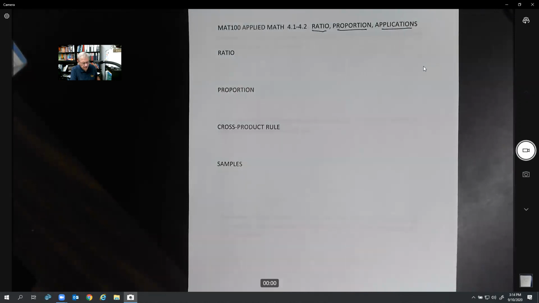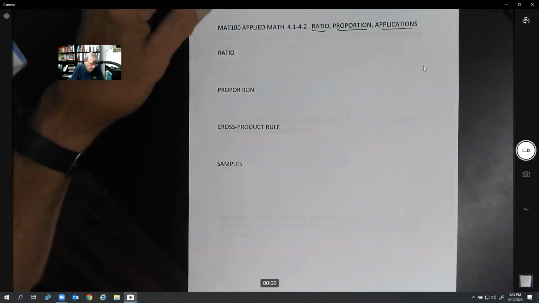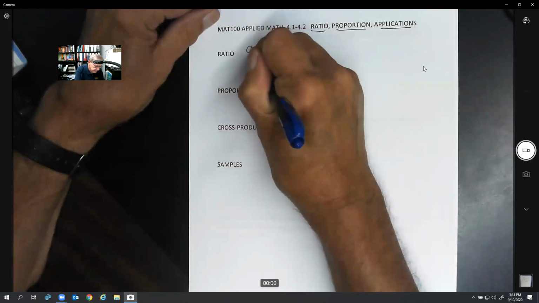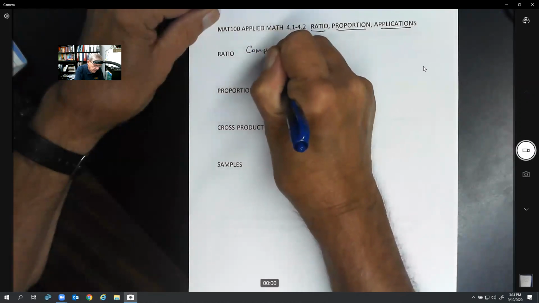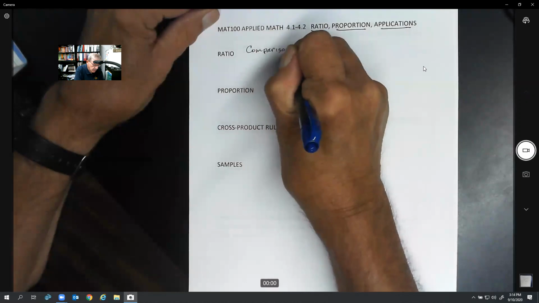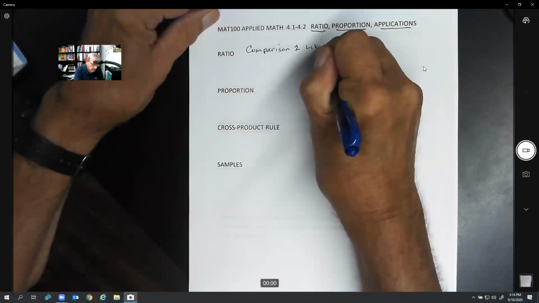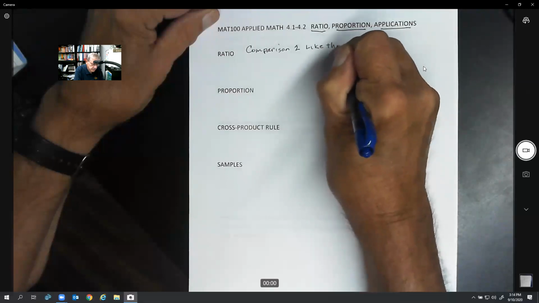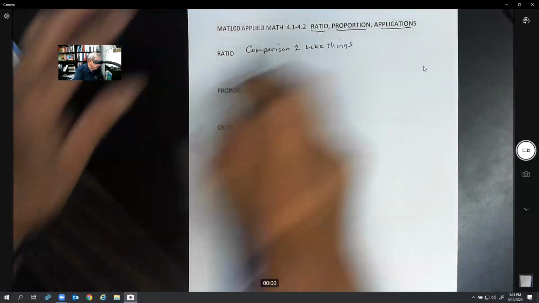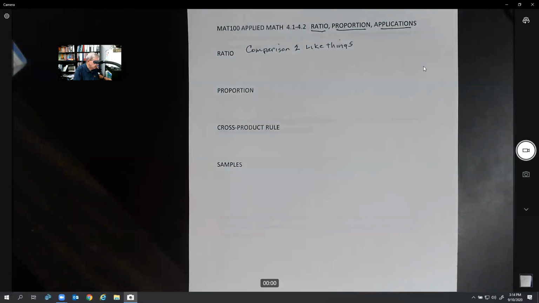So, what is a ratio? A ratio is a comparison of two things, and usually they are two like things. It's very simple. It's basically just a fraction.